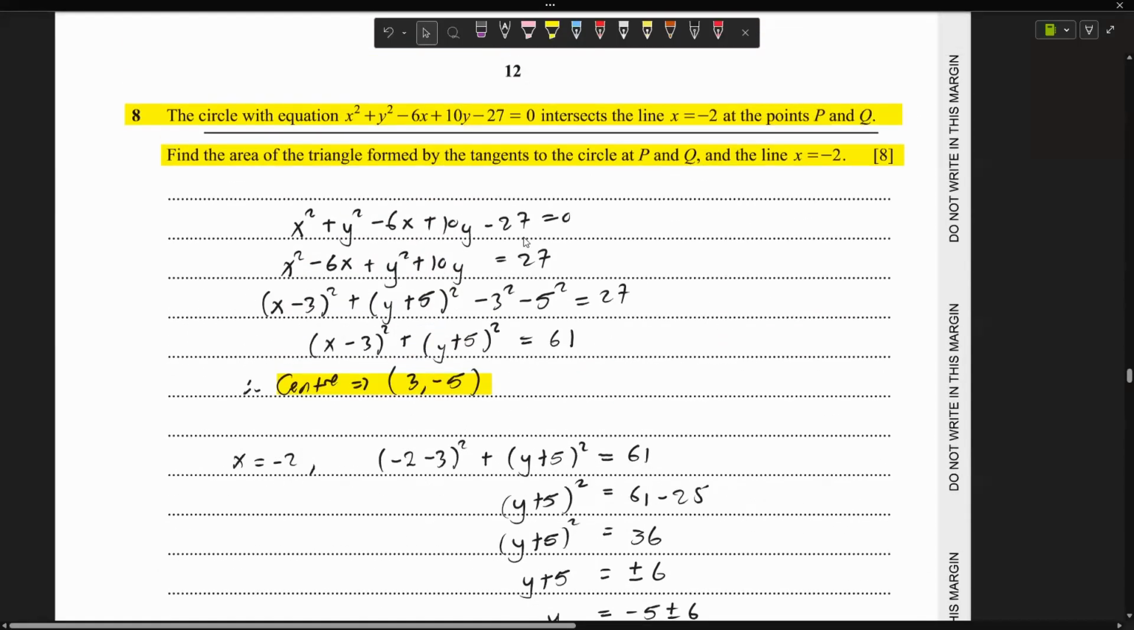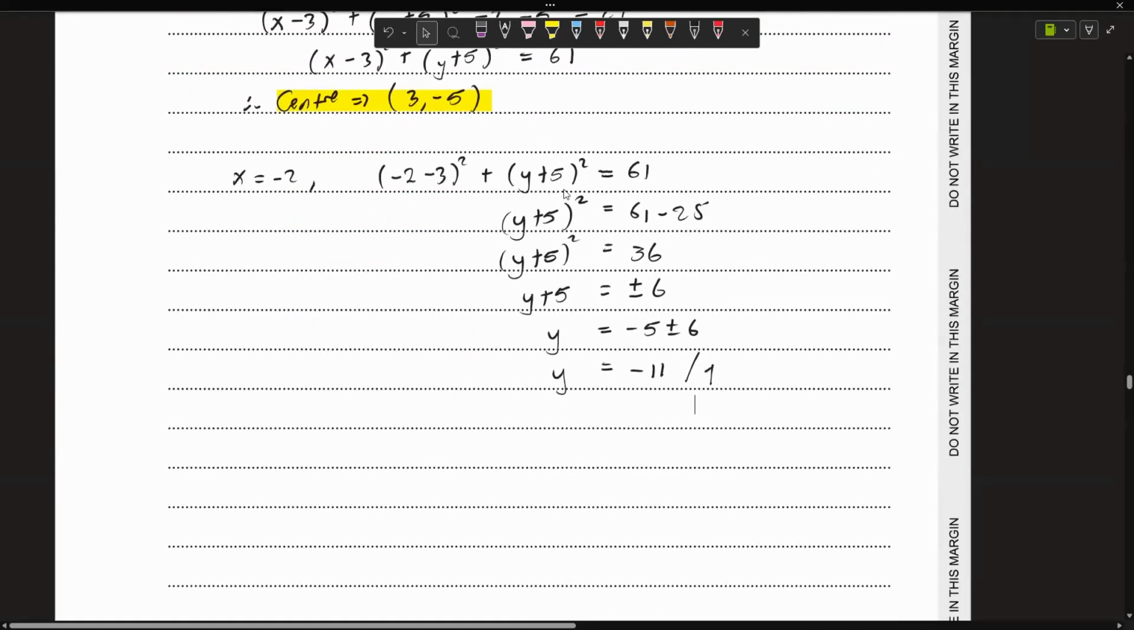So these are the y values for P and for Q. They don't tell us which one is P and which one is Q, which means it might not really matter where those points are. So we can try to make a sketch of the situation here. I'm going to draw a circle, right? And the circle has a center somewhere. The center is 3 and negative 5. Okay, so that's what we got.